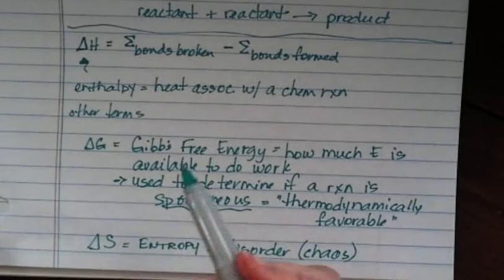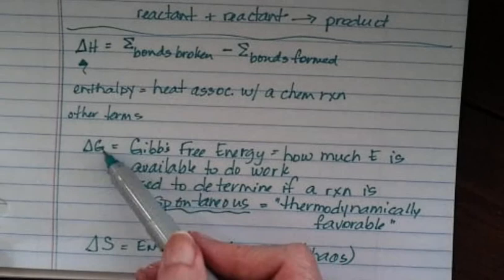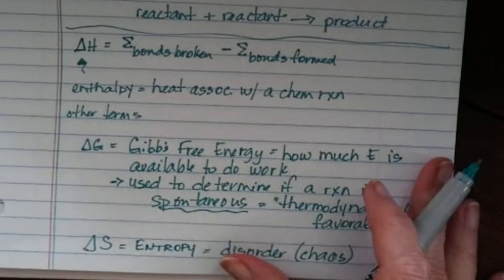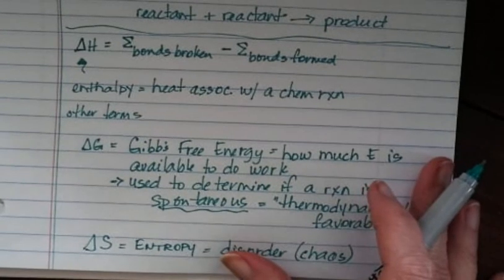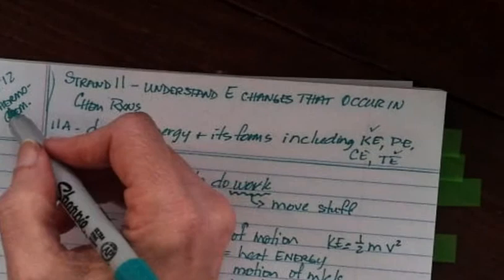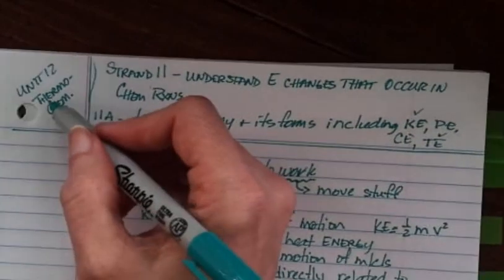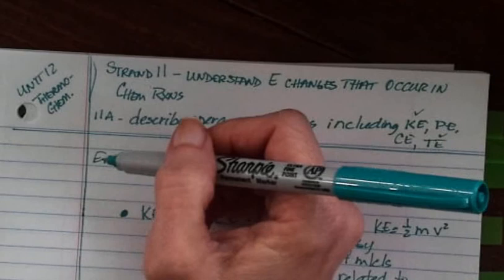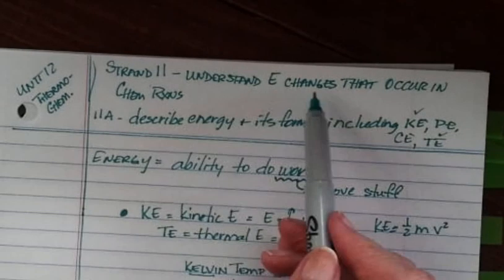So we end up having delta H, delta G, and delta S. And all of this is concerned with energy associated with chemical reactions. So when we come back up here to the top, we can see this thermochemistry unit 12 over here. All of this is dealing with energy associated with chemical reactions.